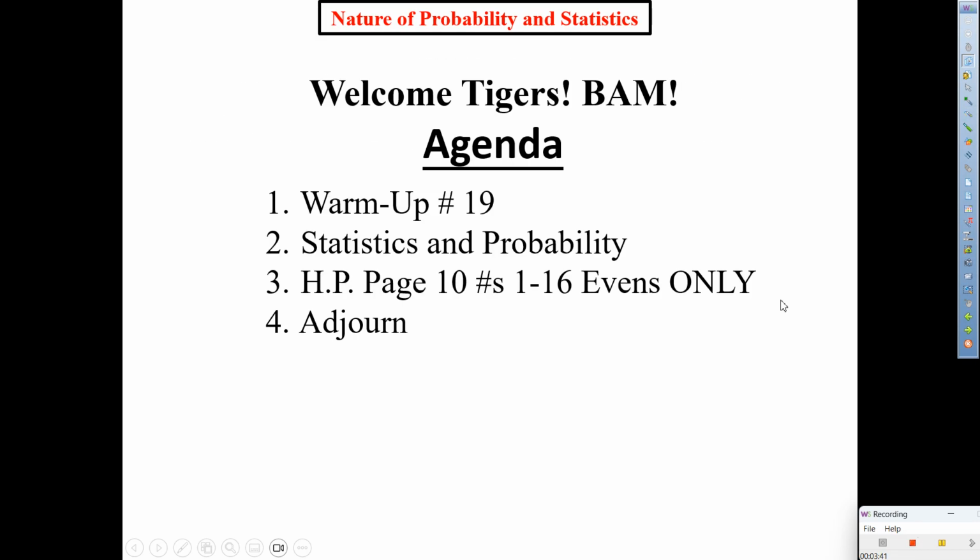Copy the agenda. Warm-up number 19. We're still in the middle of statistics and probability. We're setting up just the foundational concepts before we move on to other better things. And yesterday we started with variables. Is that correct? And we were able to work with some of those. And today we're moving on with more variables, but now to a different area in statistics. So hopefully for tonight is found in your textbook, page 10, numbers 1 through 16, evens only, evens only.